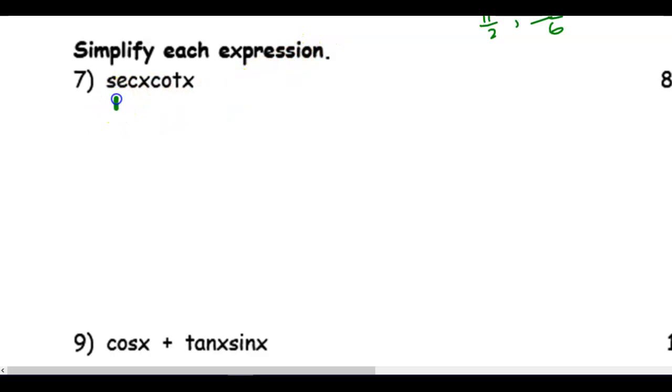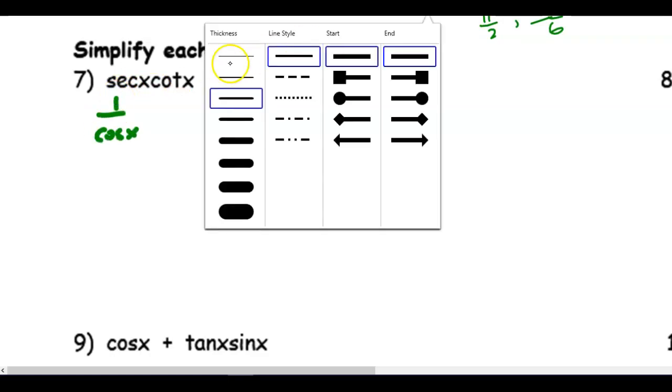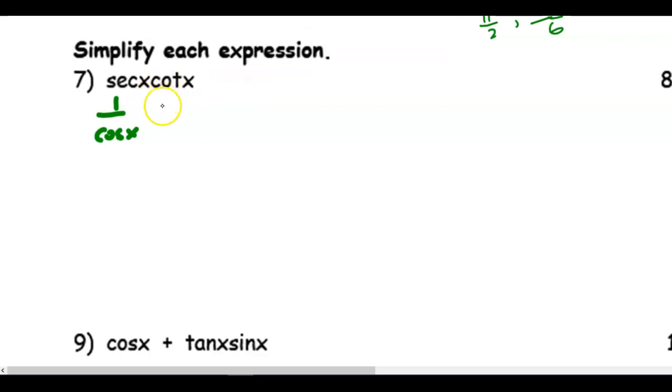So right here, secant is 1 over cosine. All right, again, just try anything. Cotangent is cosine x over sine of x. And if you notice, cosine and this cosine will cancel, and I'm left with 1 over sine x, which is cosecant x.